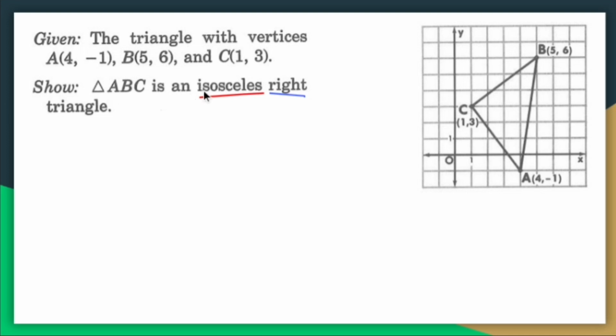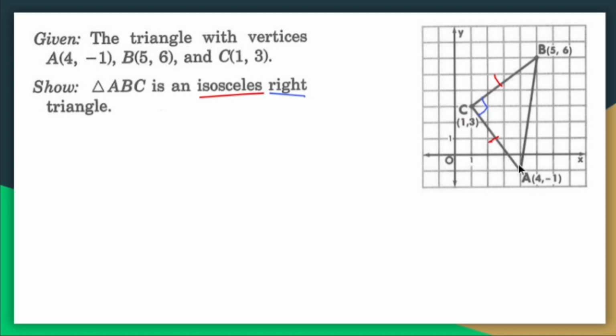So I need to show 2 things. Thing number 1, that this is isosceles. Isosceles means that 2 sides are congruent. So according to my picture, it looks like these would be my 2 guys. I also need to show that this is a right triangle. So according to my picture, that's the guy that would look right. So the 2 things that I need to show are that BC and CA are congruent.